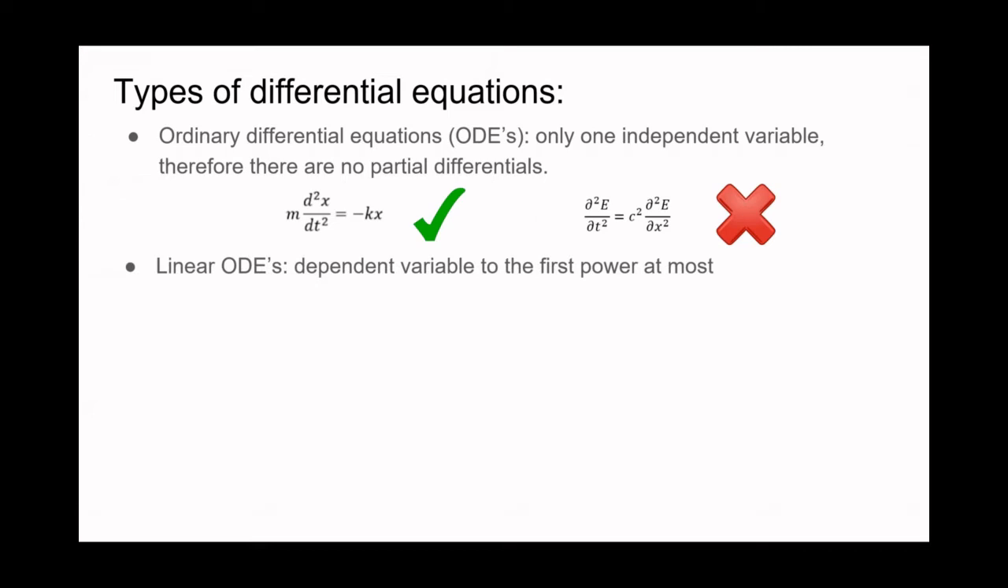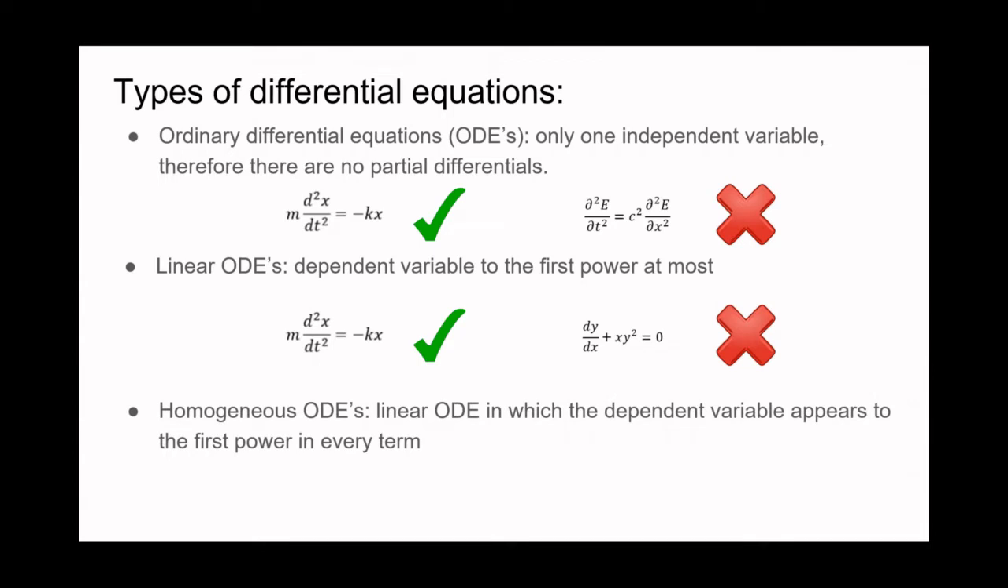The SHM, again, is a good example for this, but an equation such as dy over dx plus xy squared equals 0 is not linear, as y squared appears. Finally, a homogeneous ODE is a linear ODE in which the dependent variable appears to the first power in every term. The simple harmonic motion equation is homogeneous as x of t appears in every term, but this equation isn't, as the right-hand side does not depend on y.